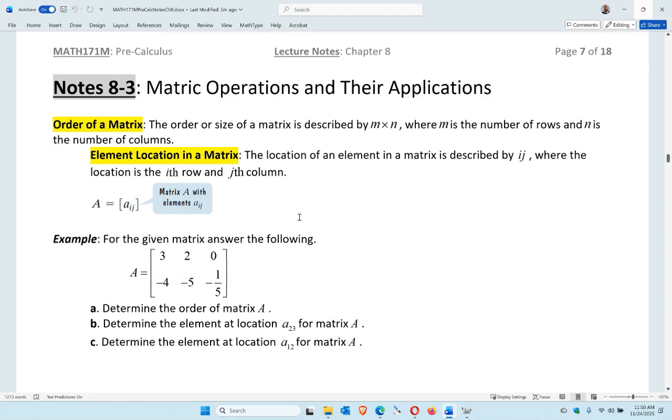Alright, this is Pre-Calculus, Chapter 8, Section 3. So the order of the matrix is described as m times n. It's the size of the matrix, basically, where m is the rows and n is the columns. So think about it this way.